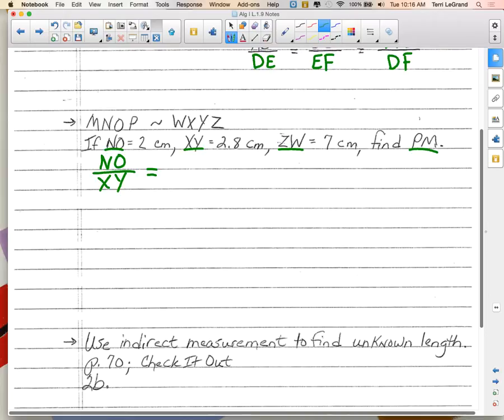Should be the same as what other relationship? Well, we've already used up these two. We need a ZW and a PM. So we put PM upstairs here because it needs to be upstairs like the NO was. And then what would we have downstairs? So PM, ZW. Yeah, that works, doesn't it? Okay, so now we can substitute into that and solve our proportion. So go ahead and substitute in. And these are all centimeters, so we can leave our labels off. We're going to call PM X. And we're going to solve our proportion. So go ahead and do that.